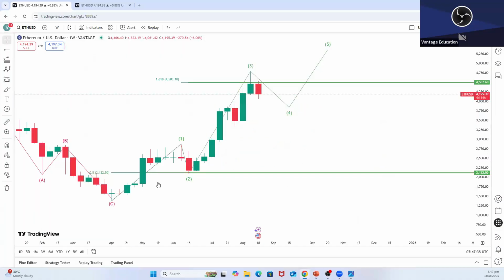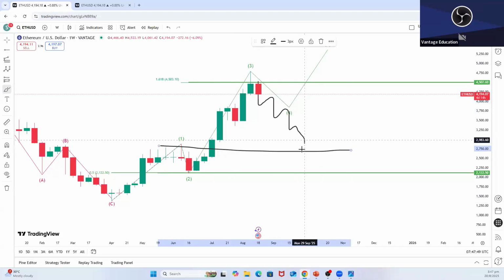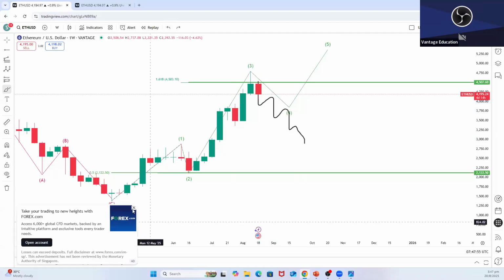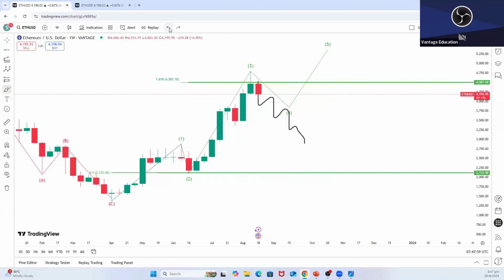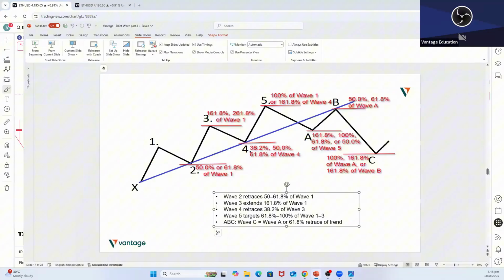So the 3 golden rules: 2 cannot surpass 1. It did not surpass. 4 has not happened yet, so I don't know. If for some reason price pulls back and surpasses or overlaps this one level, then I know for sure that I'm in the wrong wave count. But at this current point of time, there is nothing indicating that I'm on the wrong wave count. So far, I'm following the guidelines really closely.